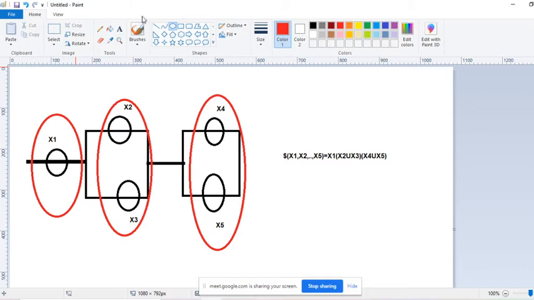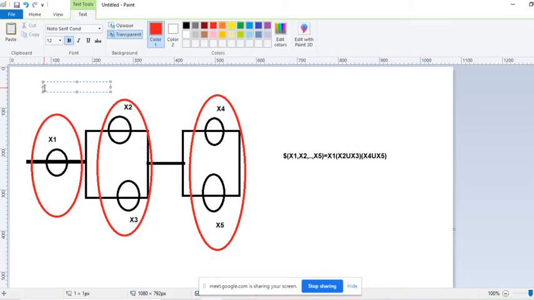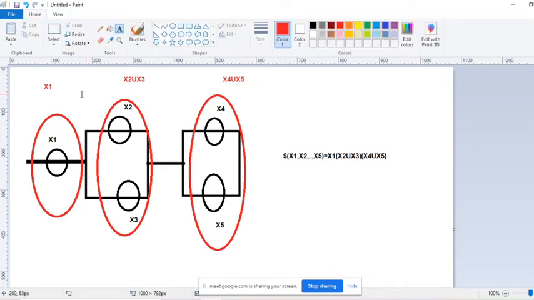And what is the structure of this first module? Just x1. What is the structure of this second module? x2 union x3. What is the structure of this third module? x4 union x5. So we can divide the entire system into different modules and we can separately compute or construct the structure function for the modules. So this is the idea. And after preparing these modules, we can connect these modules in series.